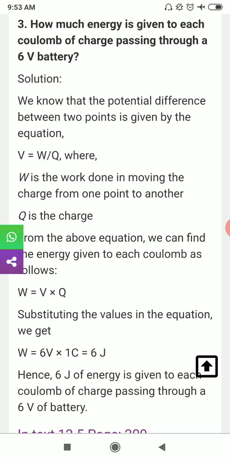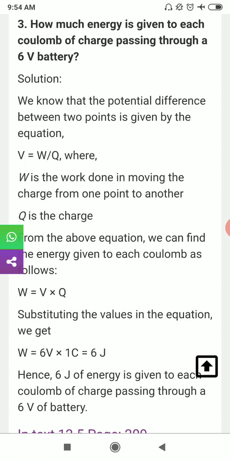Next, third question. How much energy is given to each coulomb of charge passing through a 6 volt battery? It means voltage is given. What is the voltage? 6 volt. And what do you have to do? You have to calculate energy. So how will you solve it?